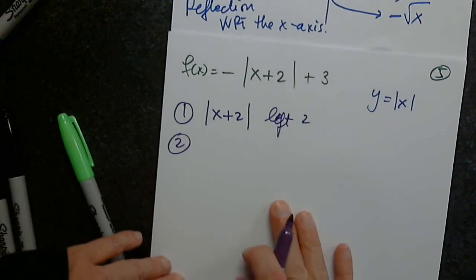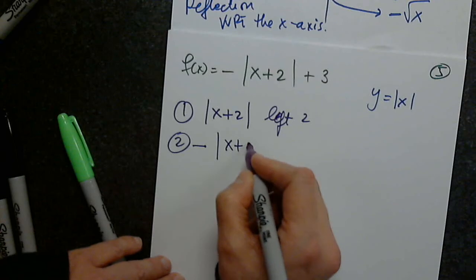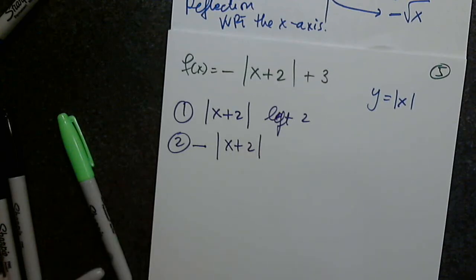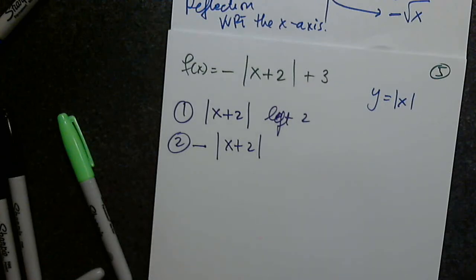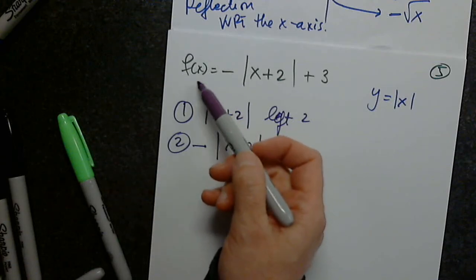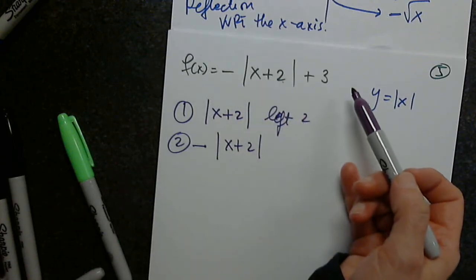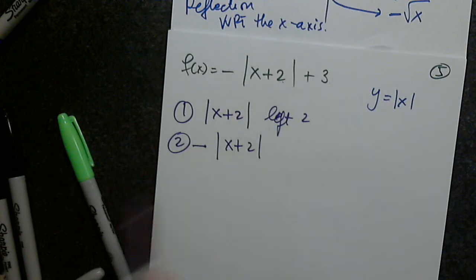Number 2 is negative the absolute value of x plus 2. No, it has to be in order of operations. You have to multiply first by negative 1, and at the end you add 3. So if I'm asked to evaluate this for 4, I will do 4 plus 2, not plus 3, but first multiply by negative 1 and then plus 3. It's from left to right if it's addition or subtraction, but if it's multiplication, you have to perform the multiplication first.